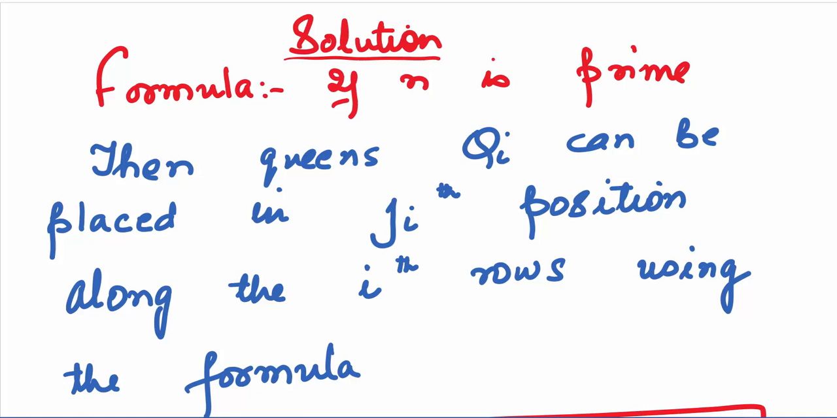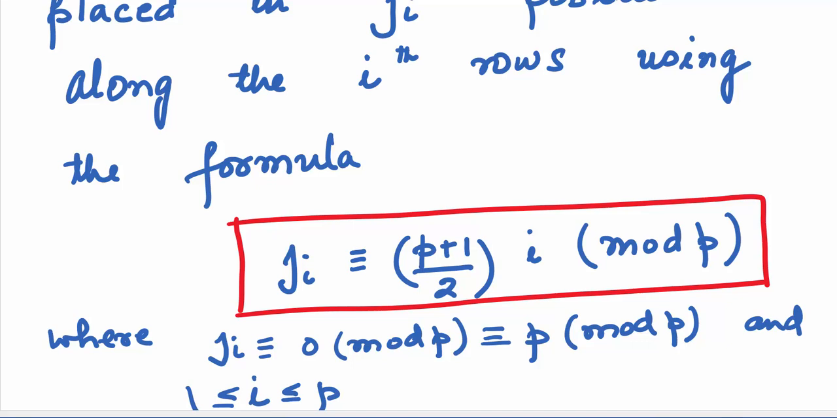Let's look at a formula which is used for finding the solution to the n queen problem when our number of queens is prime. The queen qi can be placed in the position ji along the ith row using the formula ji is congruent to ((p plus 1) by 2 multiplied by i) modulus p. And we take ji congruent to 0 mod p as p, so that whenever you get the residue or remainder as 0, we will treat it as p. The i value will be greater than or equal to 1 and less than or equal to p.